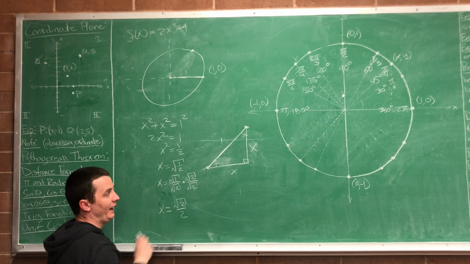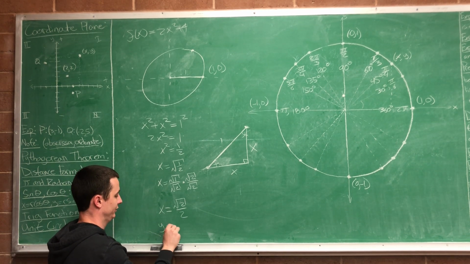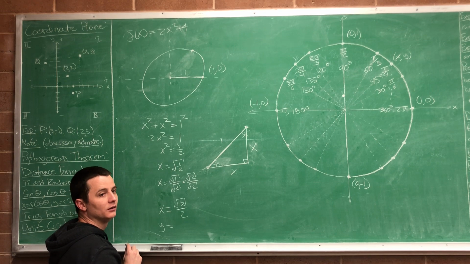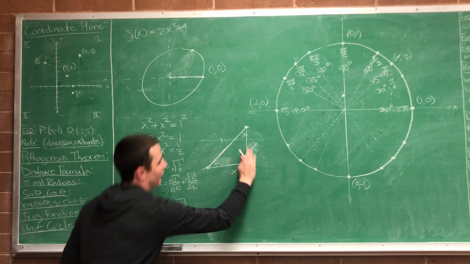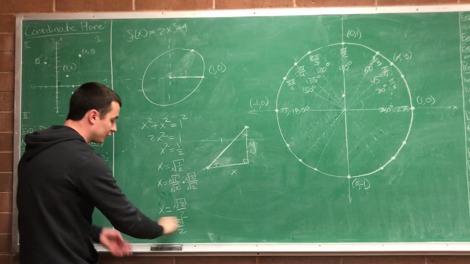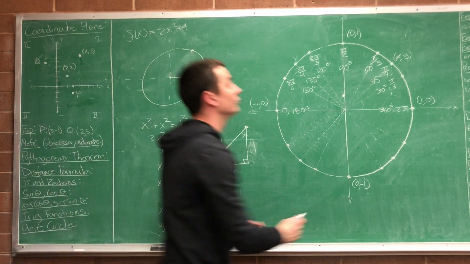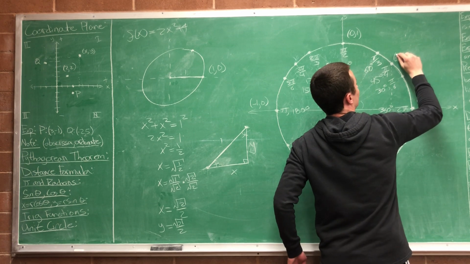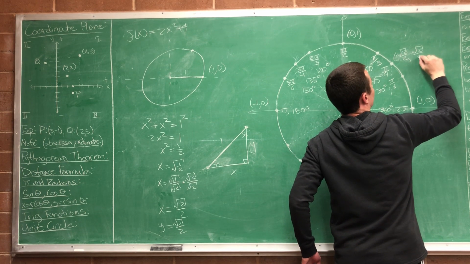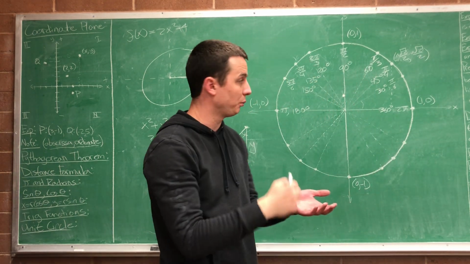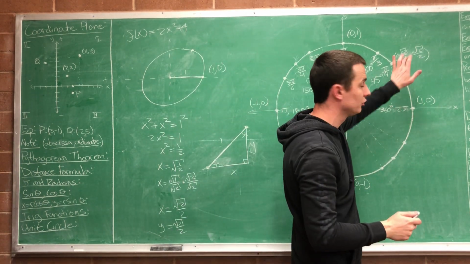Okay, so we figured out what x is, but now what's y equal to? Square root of 2 over 2. Perfect. So this was also y. So we found our x, y coordinate. It's square root of 2 over 2, square root of 2 over 2. So if you were to take your calculator and plug in cosine of 45 degrees, it would spit out square root of 2 over 2.